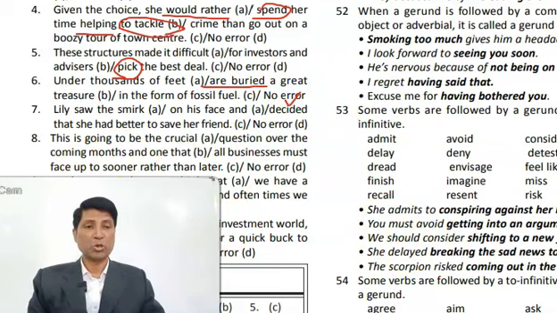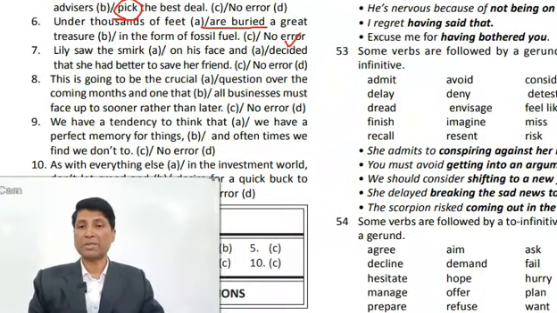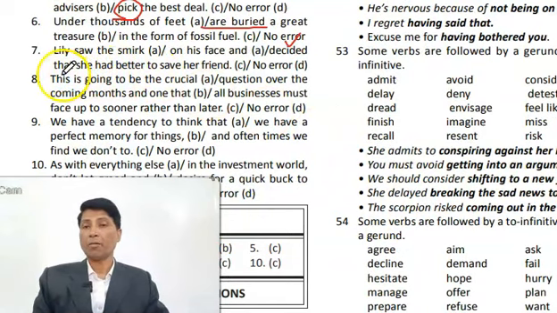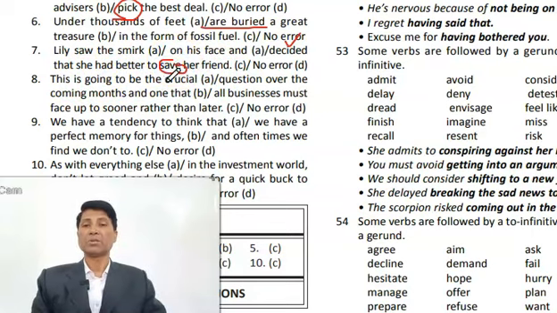Let us see question number 7. Question number 7 says, Lily saw the smoke on his face and decided that she had better to save her friend. See here, this save has been used as a full infinitive, and we have seen that had better is followed by bare infinitive. So in place of to save, it should be save.